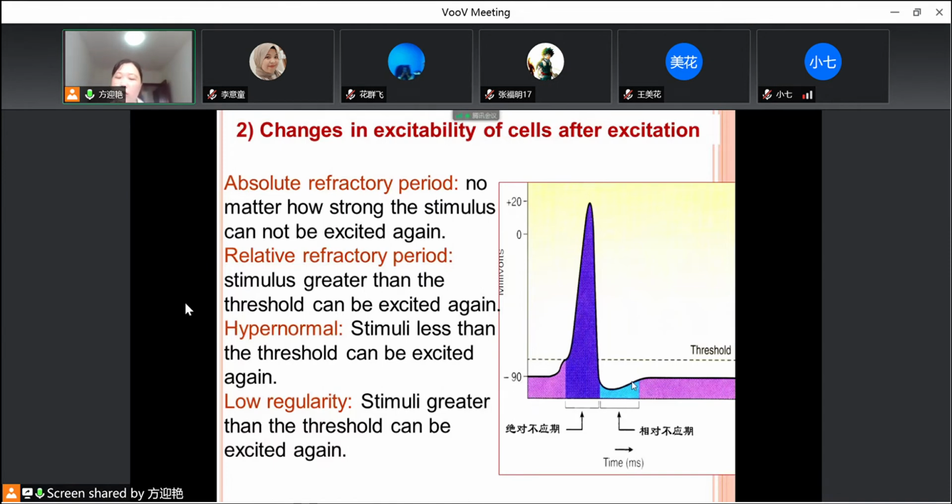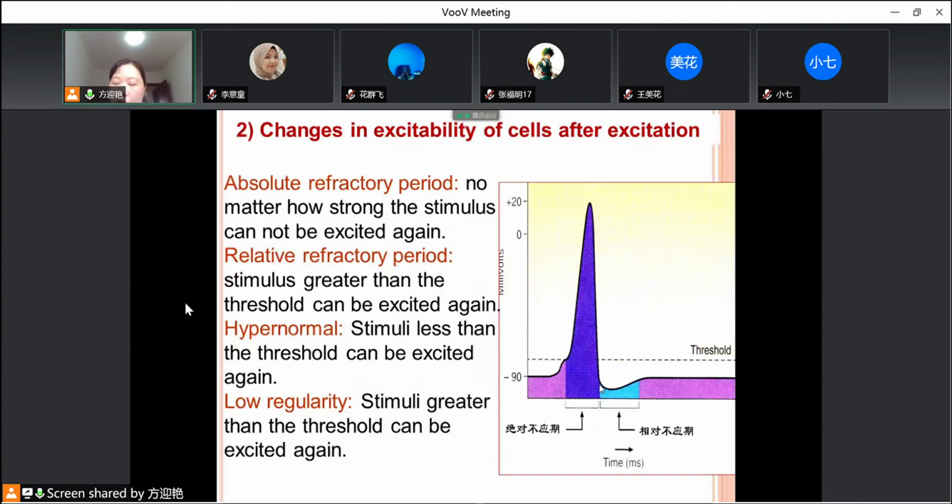And also we can see the hypernormal period. It is between the threshold and -90. In this period, if we give a stimulation, the potential is near the threshold potential, so it easily produces an action potential. This period we call the hypernormal period.